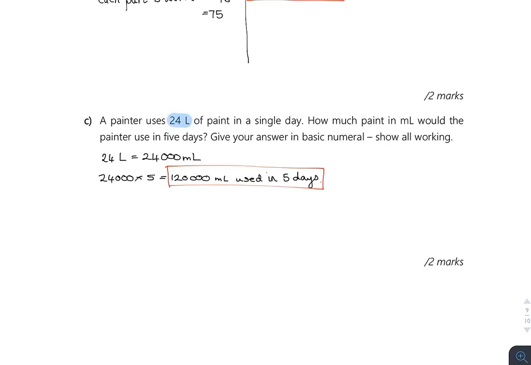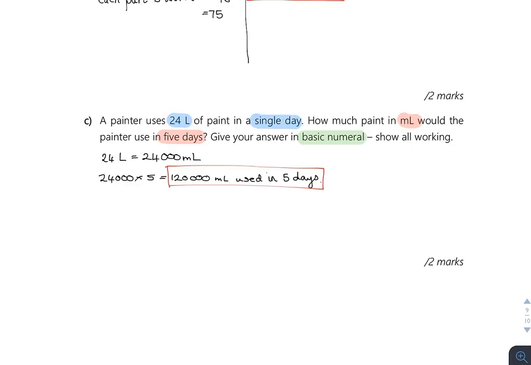Part C, a painter uses 24 litres of paint in a single day. How much paint in millilitres would the painter use in 5 days? And give your answer in basic numeral showing all working. So there's not actually much working to show, but there is some.